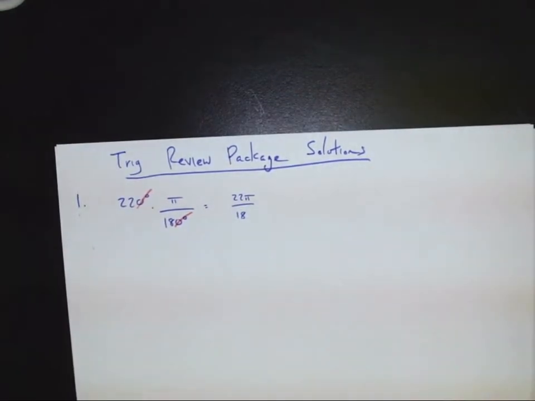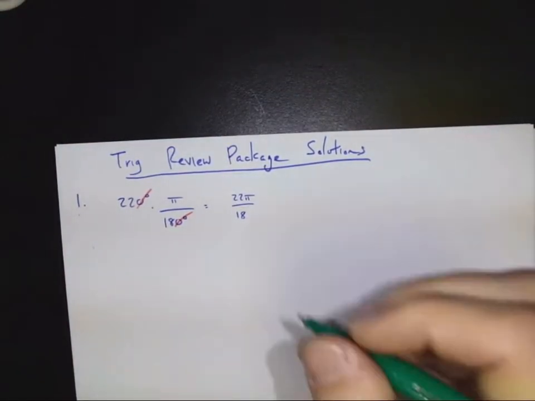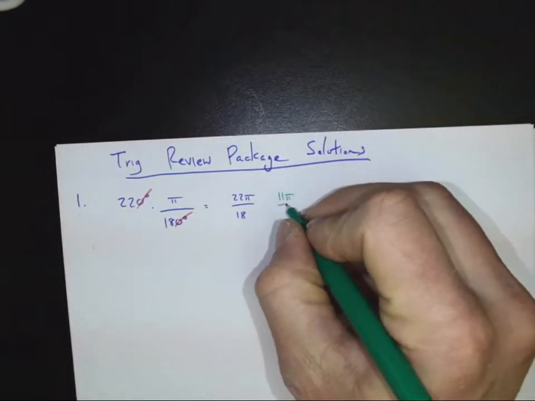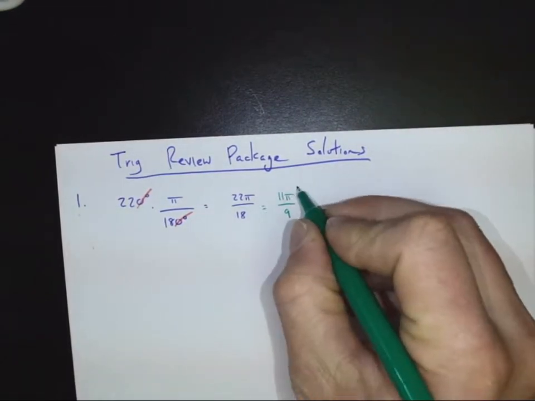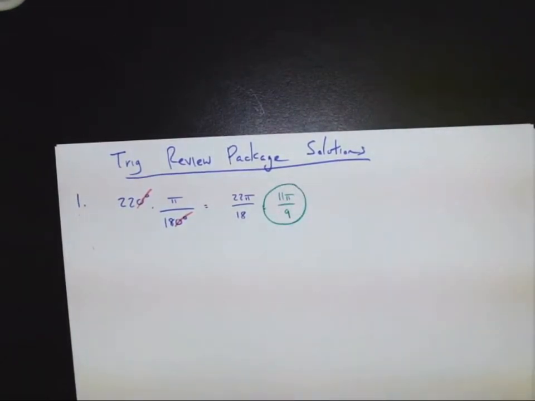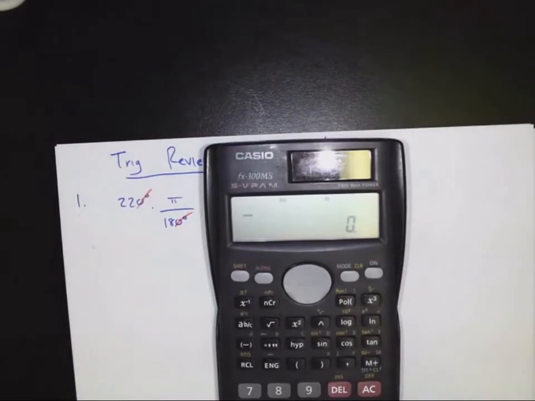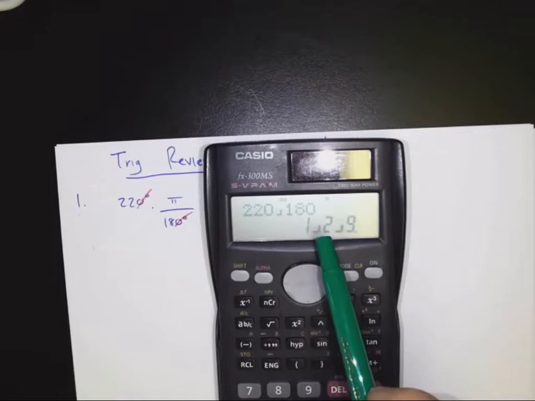I can see they can both be divided by 2 as well. And that gives us 11 pi over 9. And that cannot be simplified further. But in case I wasn't sure, a backup is I could put that into my calculator and use my fraction button in my calculator and just see how it simplifies. And it says it simplifies to the fraction 1 and 2/9.